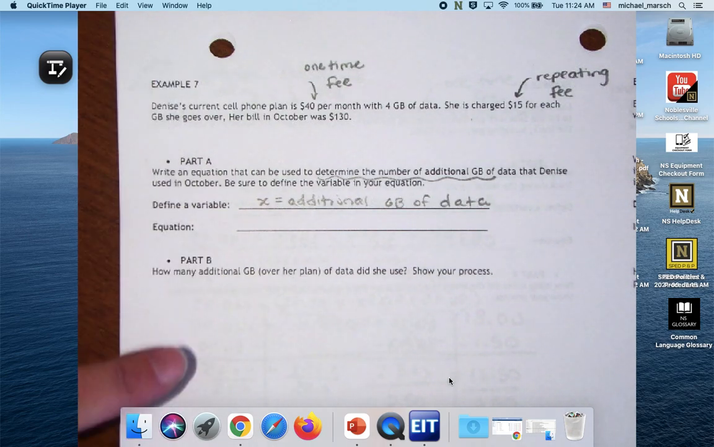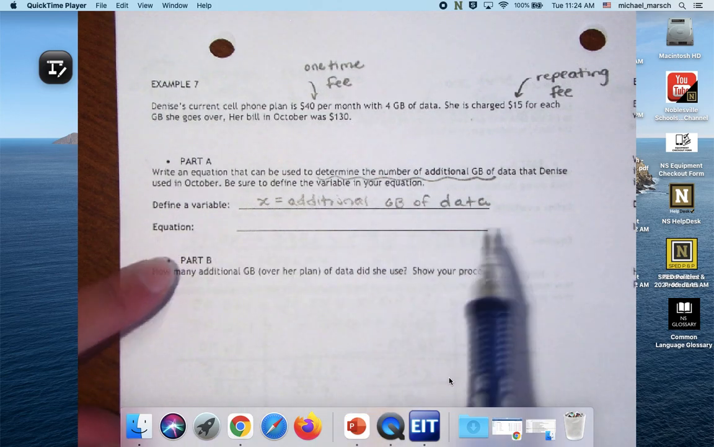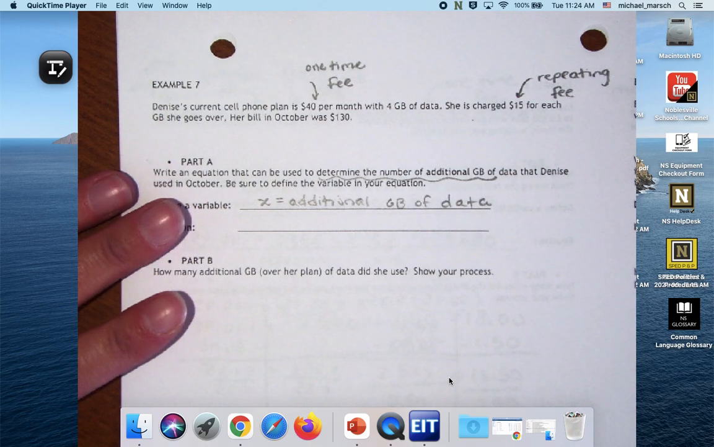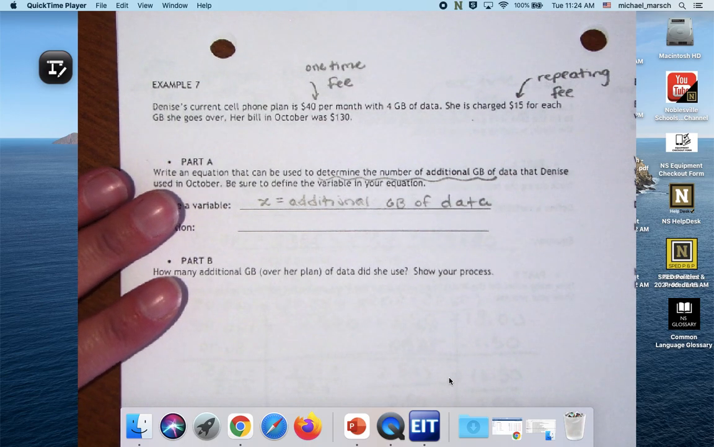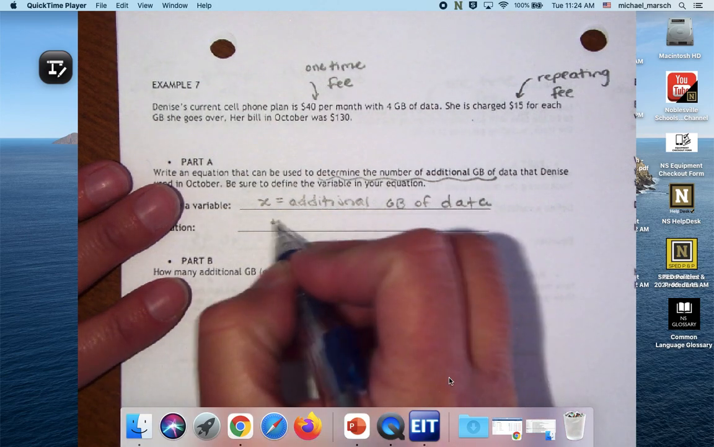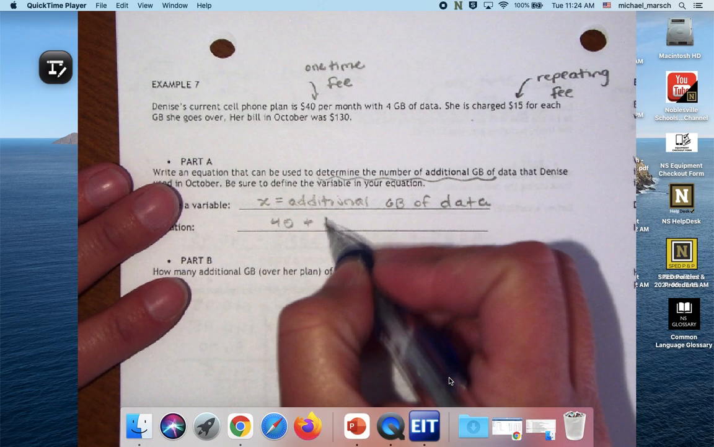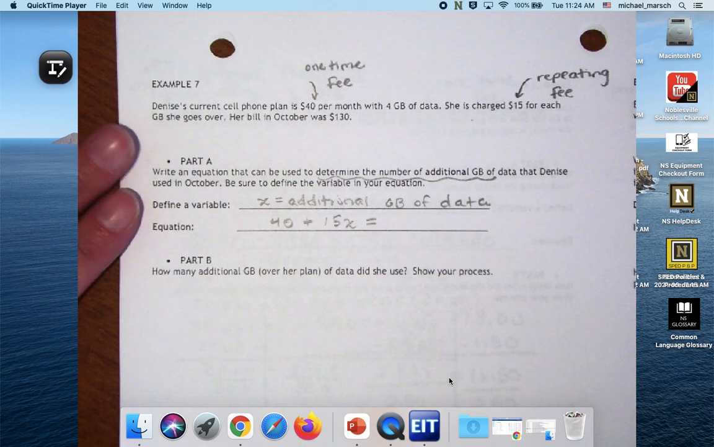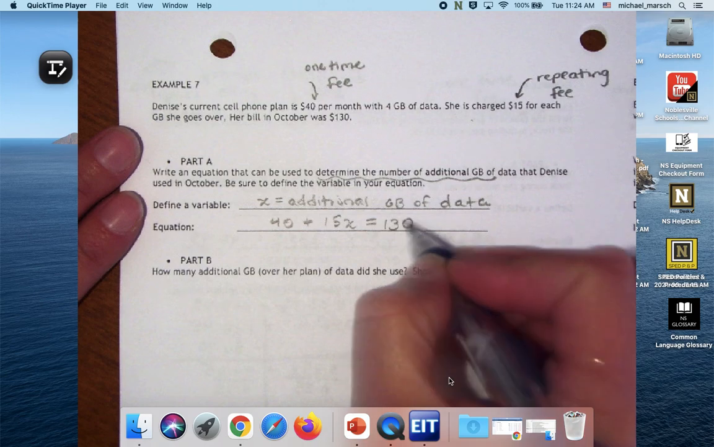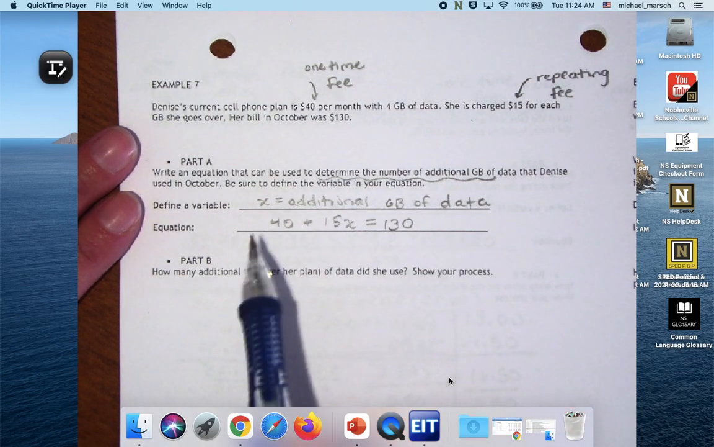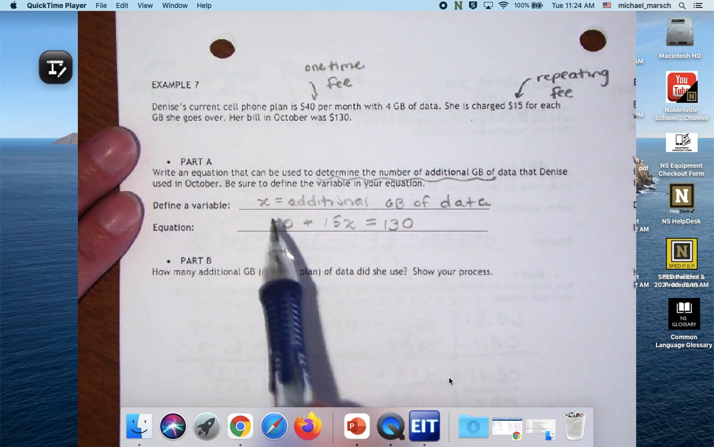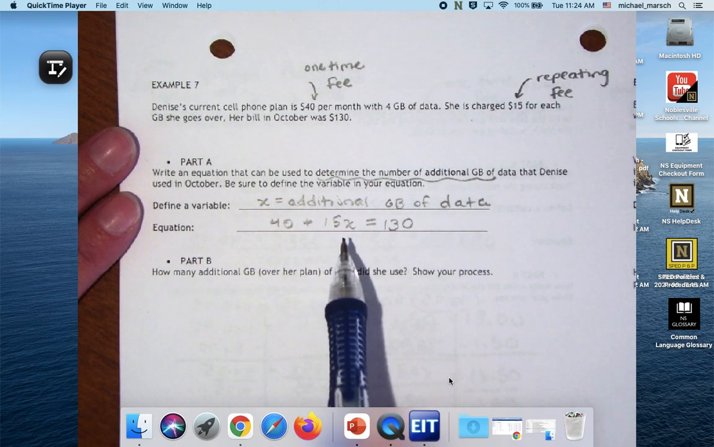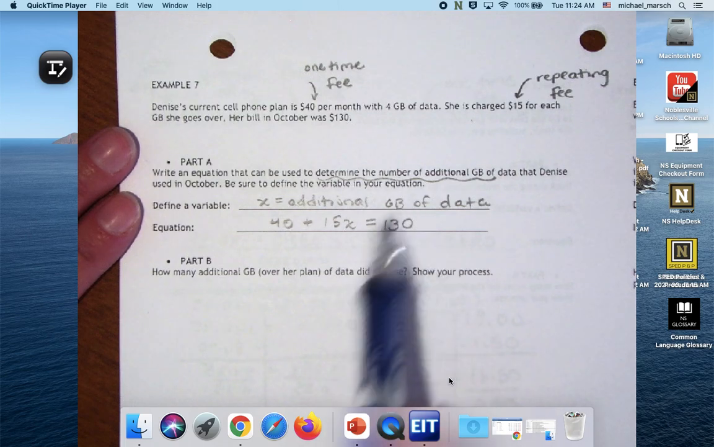Okay, so who wants to tell me, what do you think our equation will be? What do you think, Maggie? Would it be 40 plus 15x equals 130? Perfect. Yep, she pays $40 just for her original plan, $15 per extra gigabyte, and when she got billed in October, it was $130.